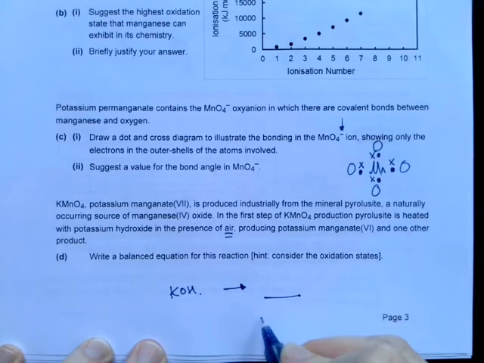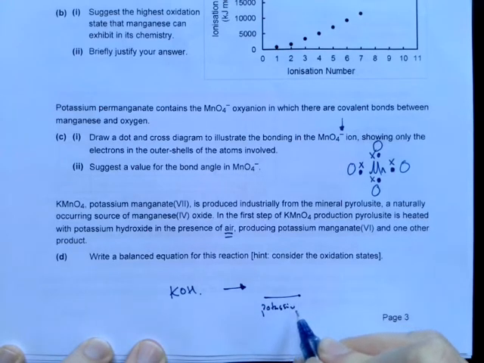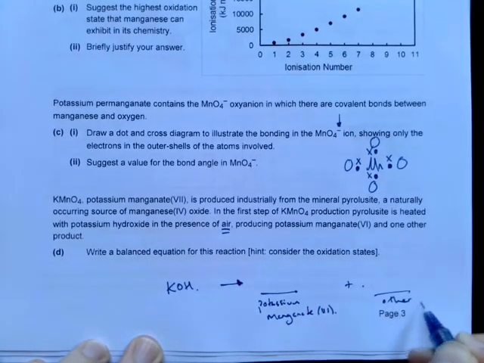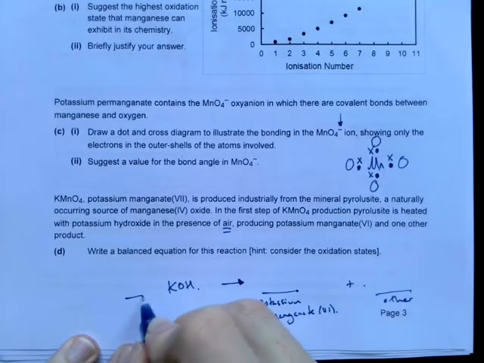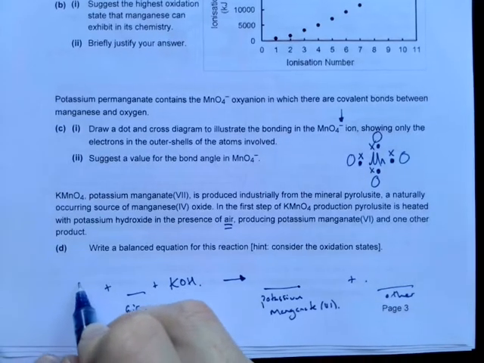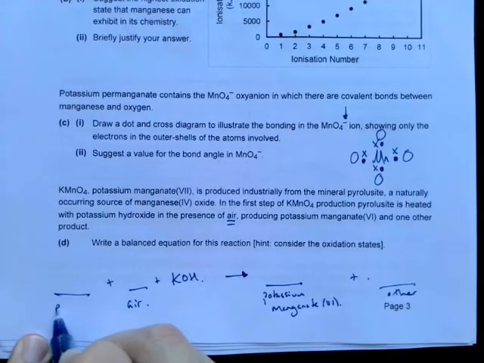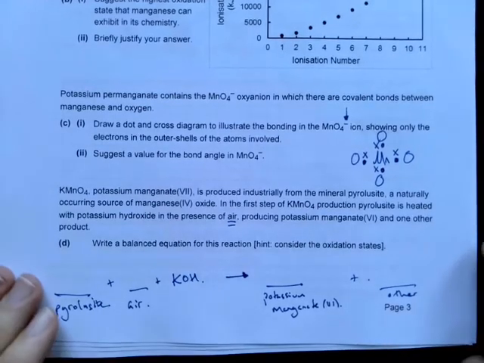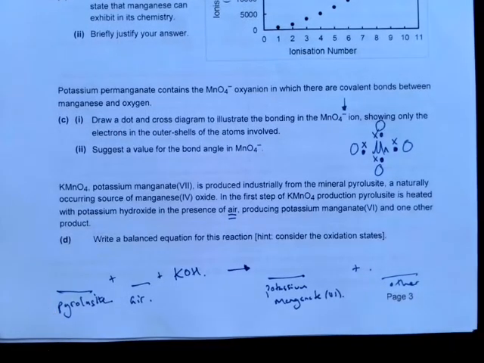Okay, so I need to have here my potassium manganate 6. I've got my other product. Here I've got something from air, and over here I've got my pyrolusite, or however you pronounce it. This is a common kind of question they like to ask, where they want you to write out an equation, but you need to work out from the information in the question what the things actually are.